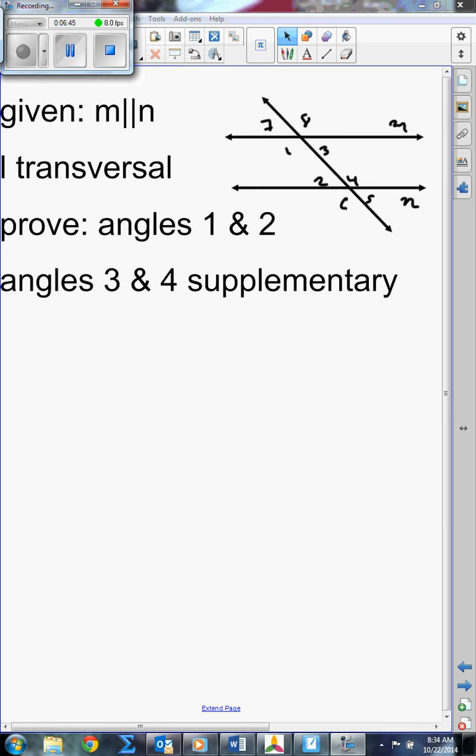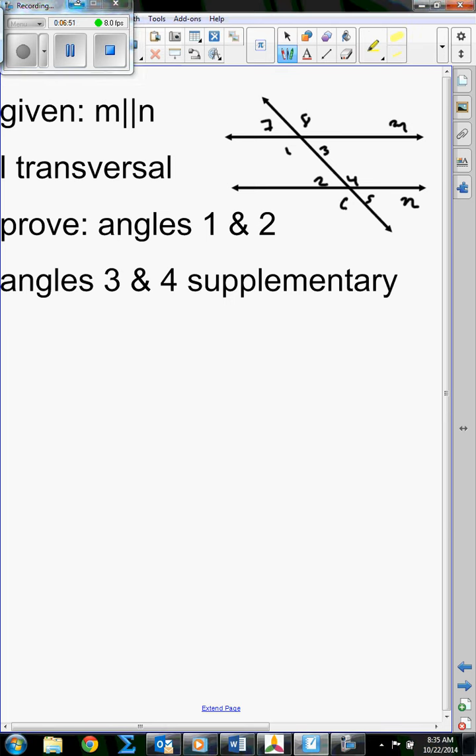So we're given that m is parallel to n, and we're given that L is a transversal. And so what we want to do is prove that angles 1 and 2 are supplementary, and angle 3 and angle 4 are supplementary. So basically this is just a proof of the consecutive interior angles theorem.